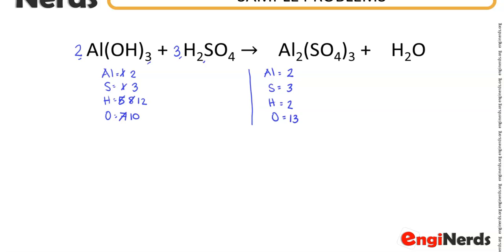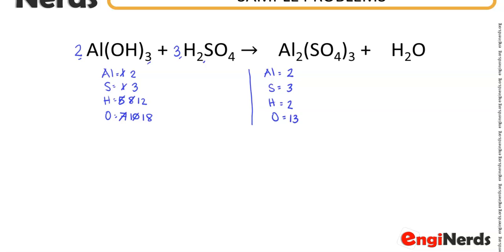So, ilang oxygen naman meron tayo? So, we have dito sa ating AlOH3, we have 3 times 2, which is equal to 6. And sa H2SO4, we have oxygen equal to 4 times 3 is equal to 12. So, ang total oxygen natin sa ating reactant is 18. Okay? So, makikita natin ngayon na balance na ang ating aluminum and sulfur. So, we just need to balance yung hydrogen and yung oxygen natin. No? So, let us see.